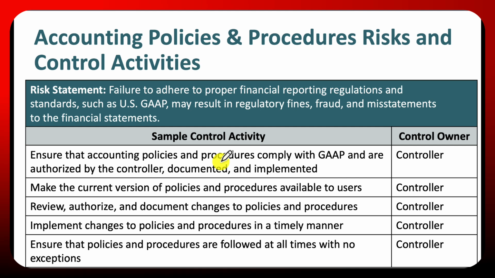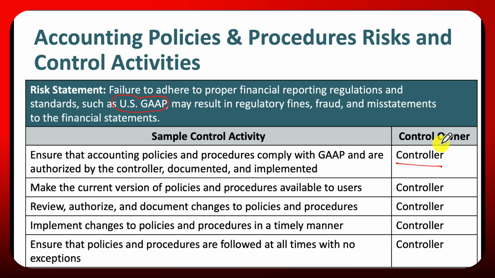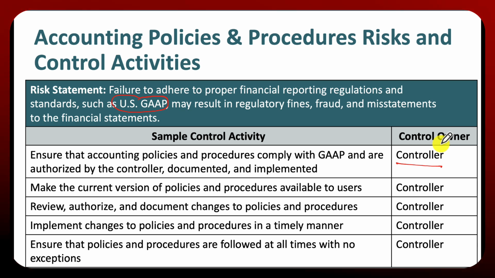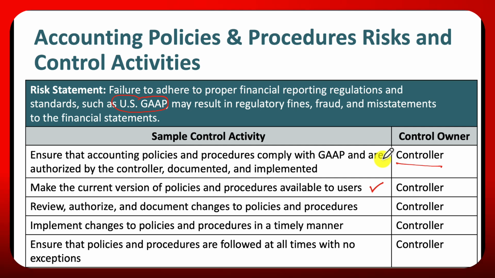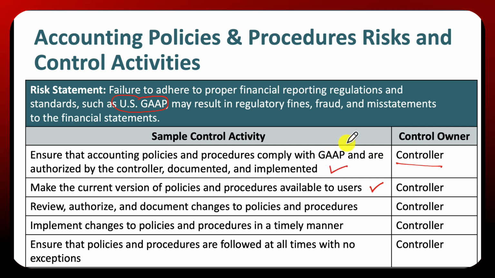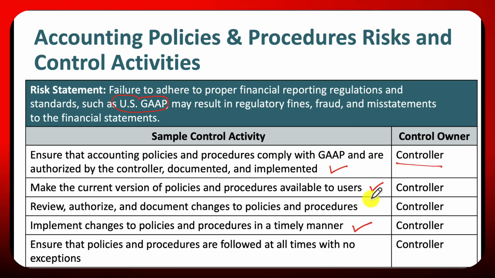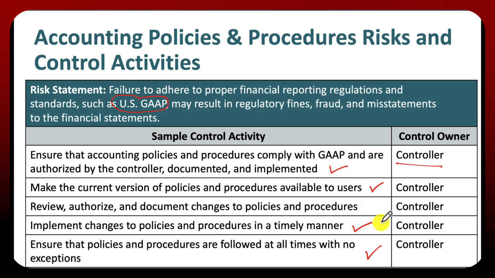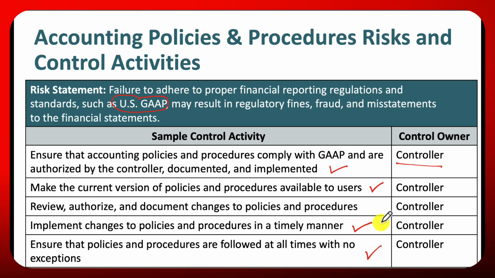Our risk statement here is that we're going to fail to adhere to the proper financial reporting regulations and standards, such as US GAAP, and that could result in fines or fraud or misstatements within the financials. Then we see that the owner of these control activities is the controller. They might make a current version of the policies and procedures available to the users, or ensure that our policies are in adherence with GAAP and properly documented, implement any changes, and make sure that those policies and procedures are followed with hopefully no exceptions.